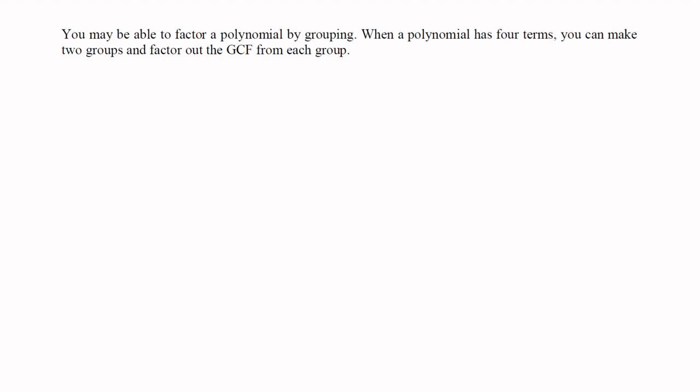You may be able to factor a polynomial by grouping. When a polynomial has 4 terms, you can make 2 groups and factor out the greatest common factor from each group.